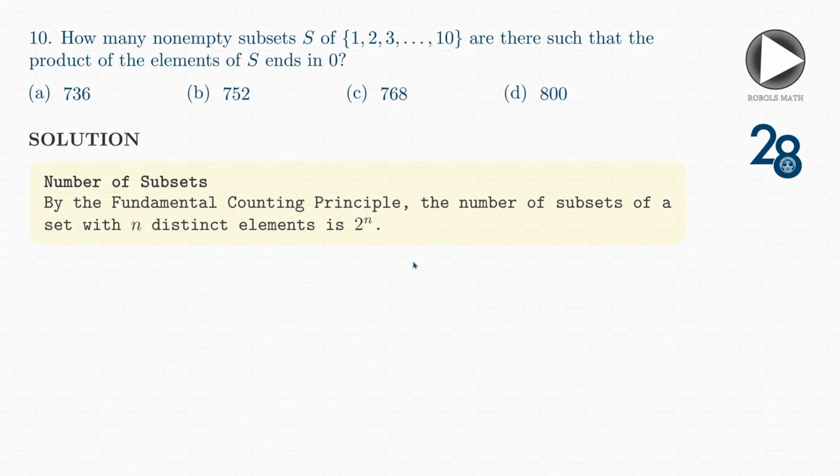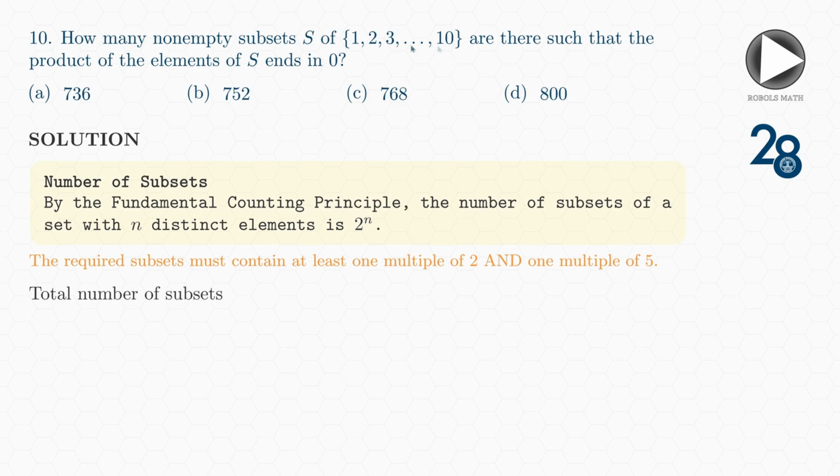Okay? To answer this problem, we will use complementary counting, meaning we count first the total number of subsets, and then we subtract the case that we don't want. Now, the subset that we want should contain at least one multiple of 2 and one multiple of 5. That's the only way that the product will end up with digit 0. Okay? Now, the total number of subsets, because this has 10 elements, is 2 raised to 10.